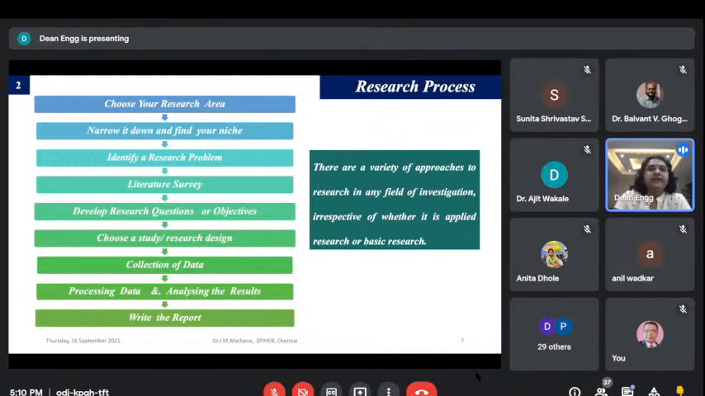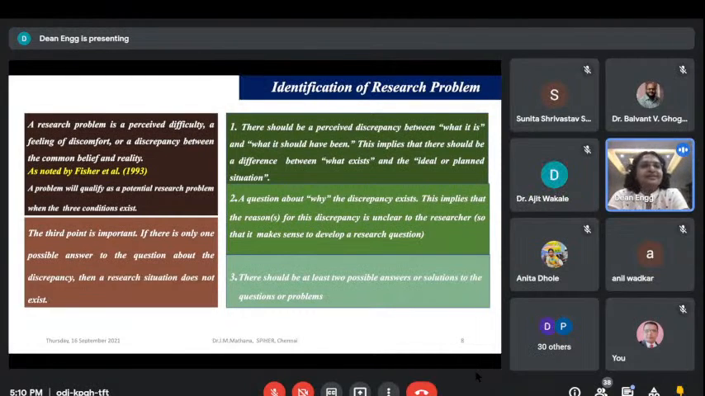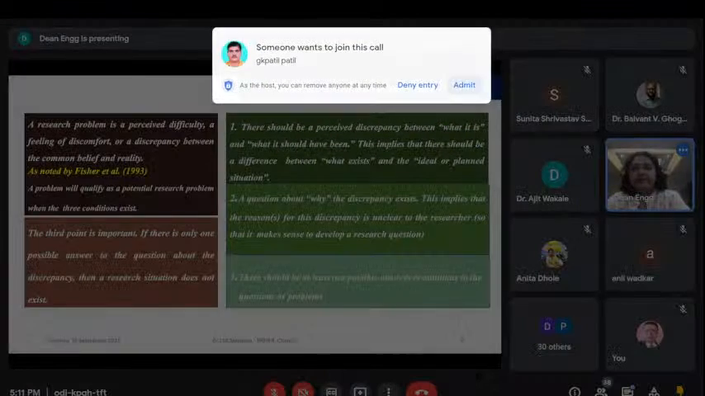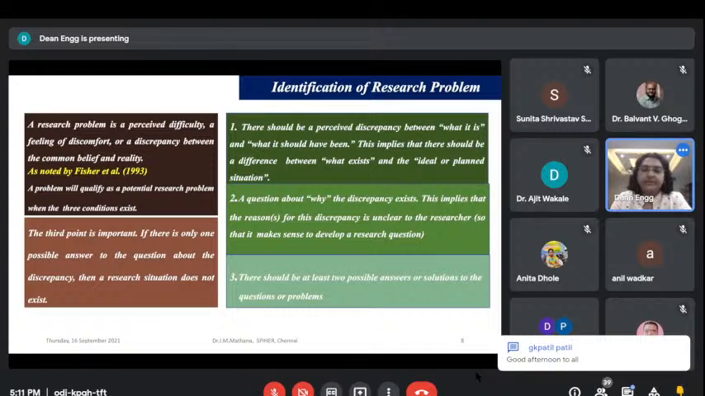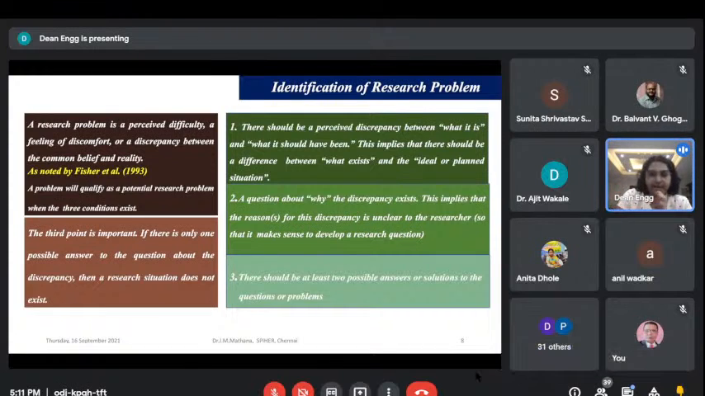Now I will explain how we have to identify the problem and also the other steps. First, a research problem is a perceived difficulty, a feeling of discomfort, or we can say it is a difference between a common belief and a reality. For it to be a research problem, three conditions have to be satisfied. One is there will always be a discrepancy between what exists and what our plan is. That is the first condition.